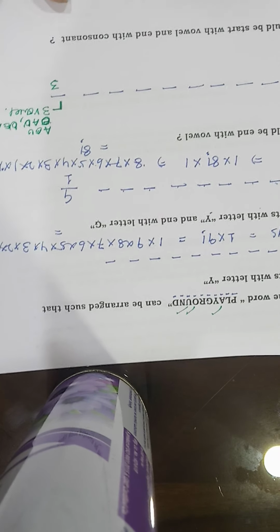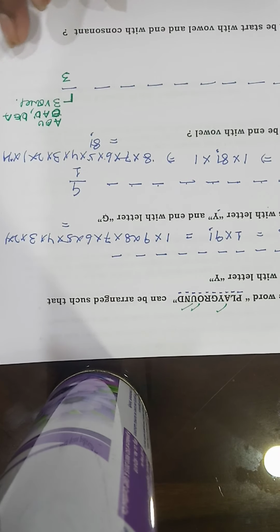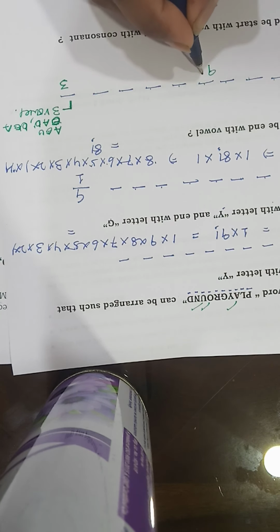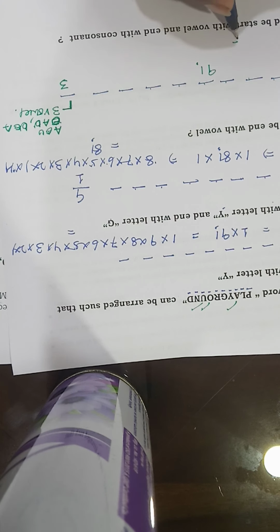Then how many places are left? The places left are 1, 2, 3, 4, 5, 6, 7, 8, 9. The 9 places are left. So we can write 9 factorial. So the answer will be very simple: 9 factorial into 3. You can put down the answer. As simple as that.